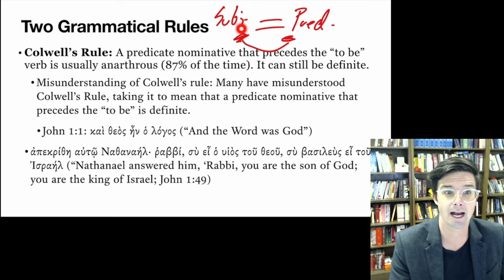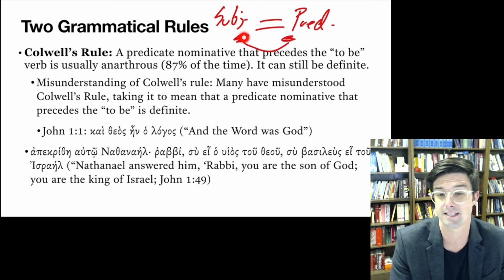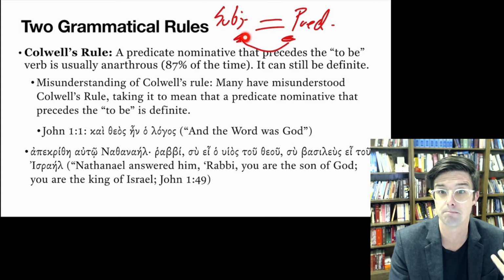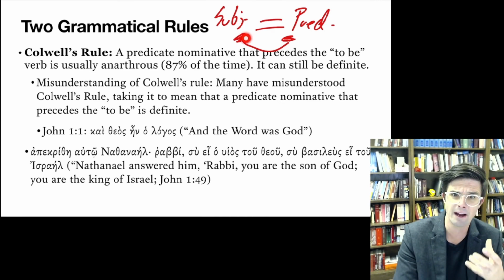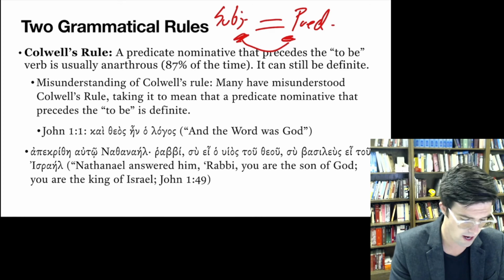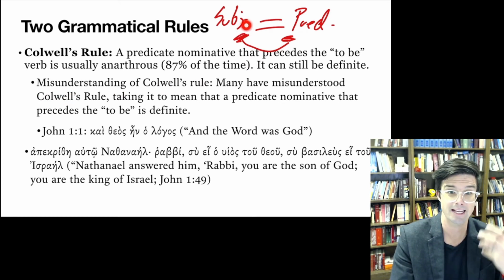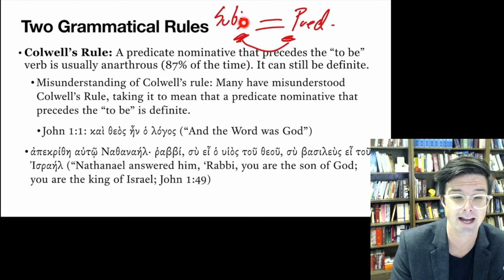it is usually anarthrous. That is to say, it usually does not have the article, but it can still be definite. And I want to clarify that this rule has often been misunderstood to imply that when a predicate comes before the to be verb, that it is necessarily definite. That is not the case.